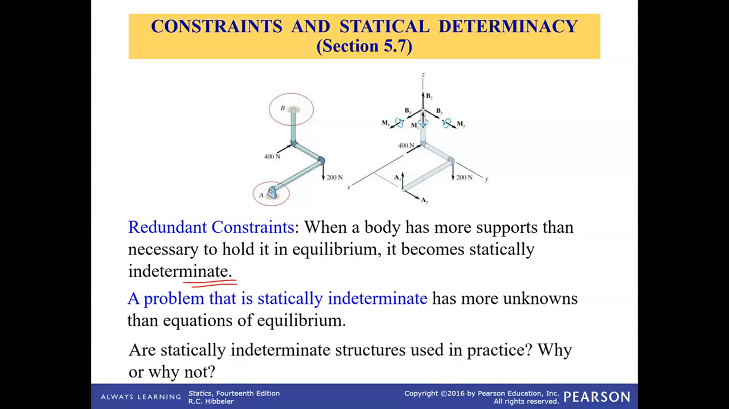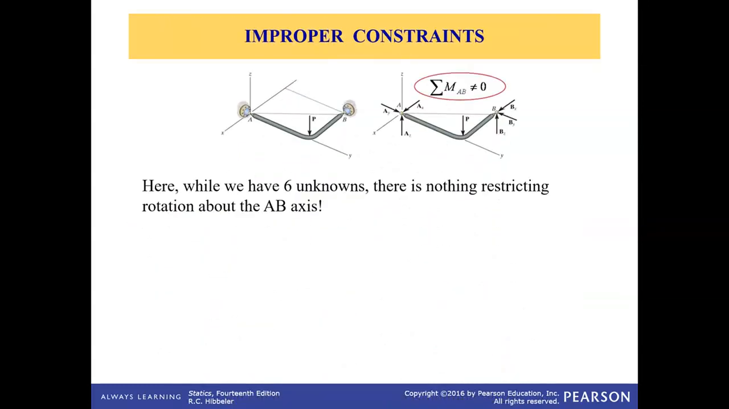Are statically indeterminate structures used in practice? Yes, it is possible. Just for extra safety, we may add additional redundant constraints, which make the problem statically indeterminate, but it's good for safety. Improper constraint. For example, if this bracket is being supported only at A and B using ball and socket joints, then this body is not in equilibrium. It's not stable because when a force is applied in the vertical direction, it will have a tendency to rotate in this plane about this line, and that's called improper constraint.